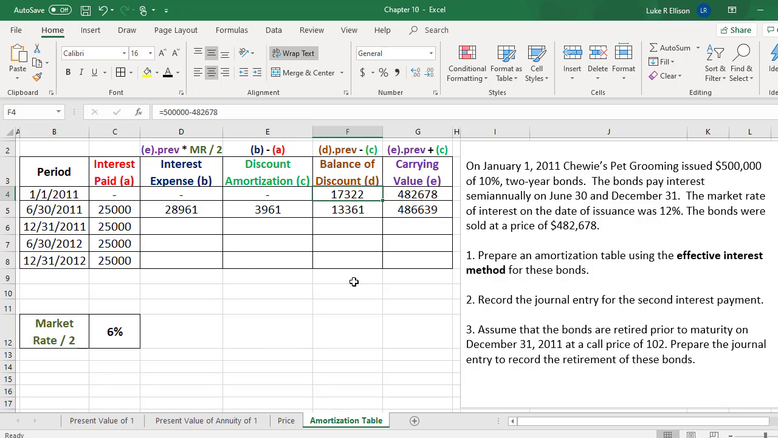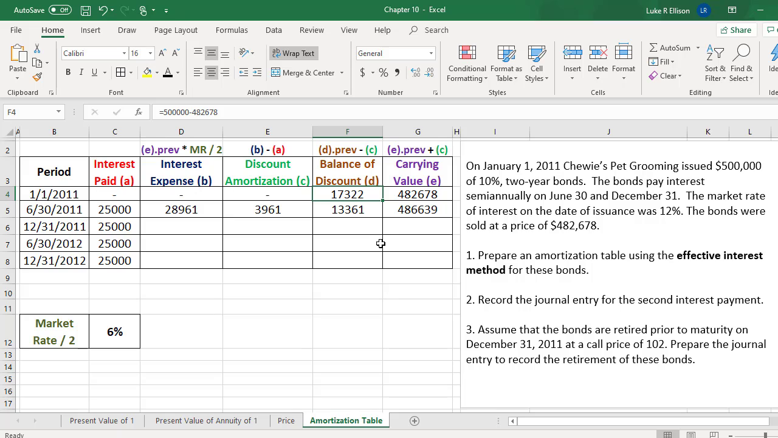So the balance of the discount started at 17,322, and we said we were going to have to allocate that to each of the 4 periods, because this is an additional interest expense that the company has. So the first period, 6/30/2011, is going to have $3,961 of additional interest expense. So that's how much we're going to take out of the discount. So the new balance of the discount was, when we subtracted these two numbers, 13,361. So we have to allocate this amount to the remaining 3 periods, to where it will eventually get back down to 0.